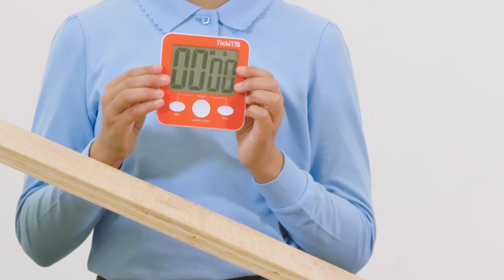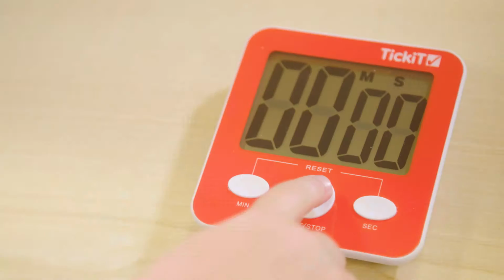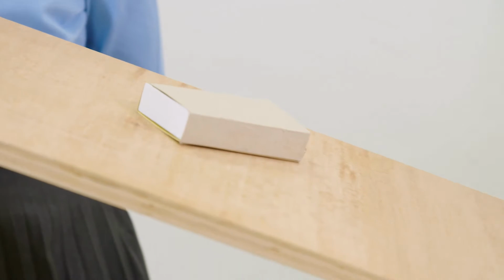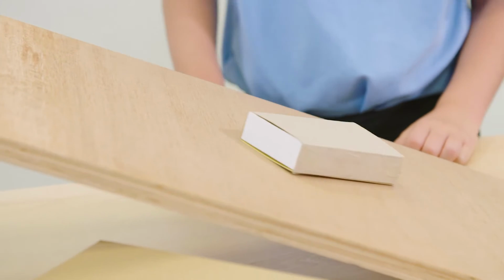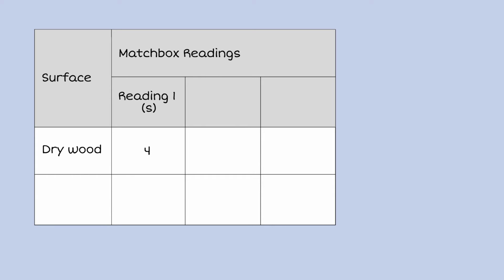We're going to use the stopwatch to measure the time it takes for the matchbox to reach the end of the plank. More friction will mean the matchbox will move more slowly. Our investigators will record the time in the results table.